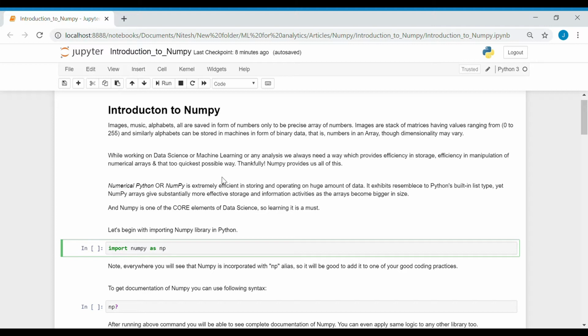And if we overlap three matrices, then we get RGB colors. That is a colorful image. If it is a single matrix, a 2D array, then it is a grayscale image. And if we talk about music, it is also an array of numbers, or at the ground level in the machine, they are all stored in the form of 0 or 1, that is bit values, machine values.